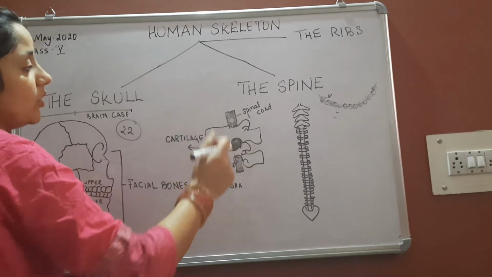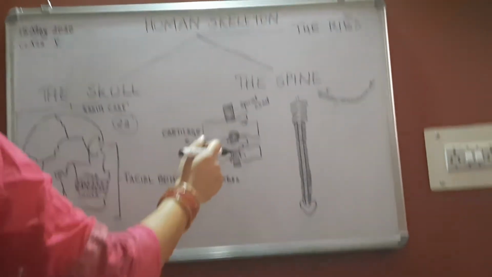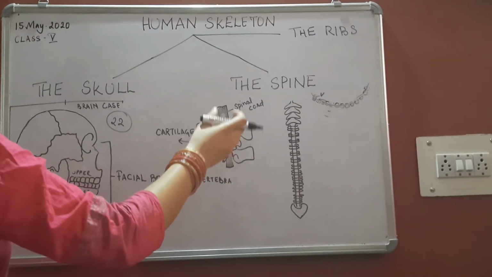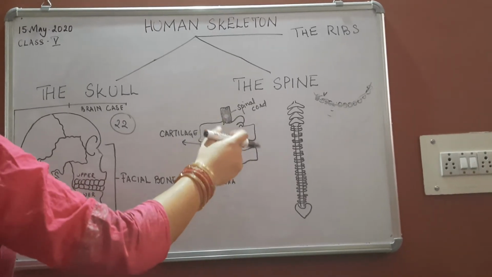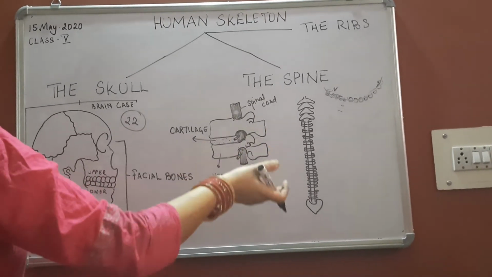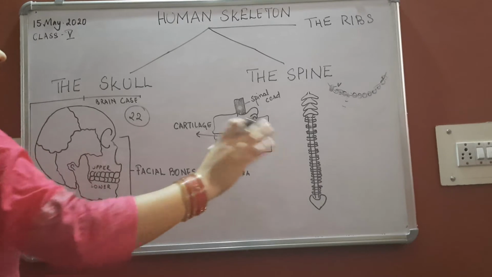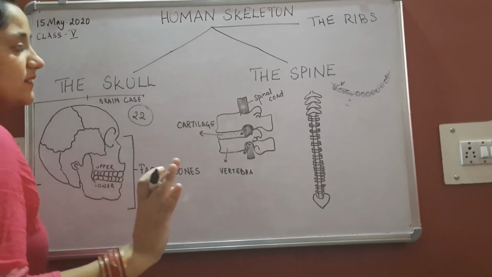Now what is this spinal cord? Now the spinal cord is a bundle of nerves that go to and from the brain. You will come to know about the spinal cord in detail in your higher classes.